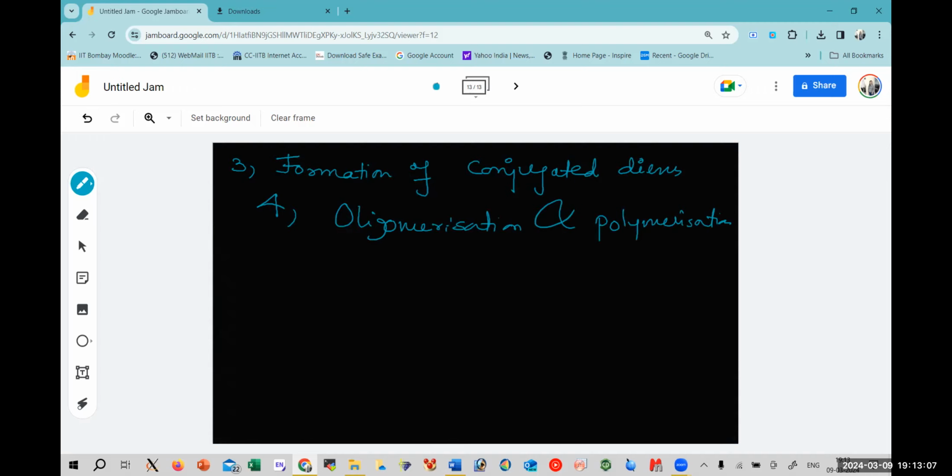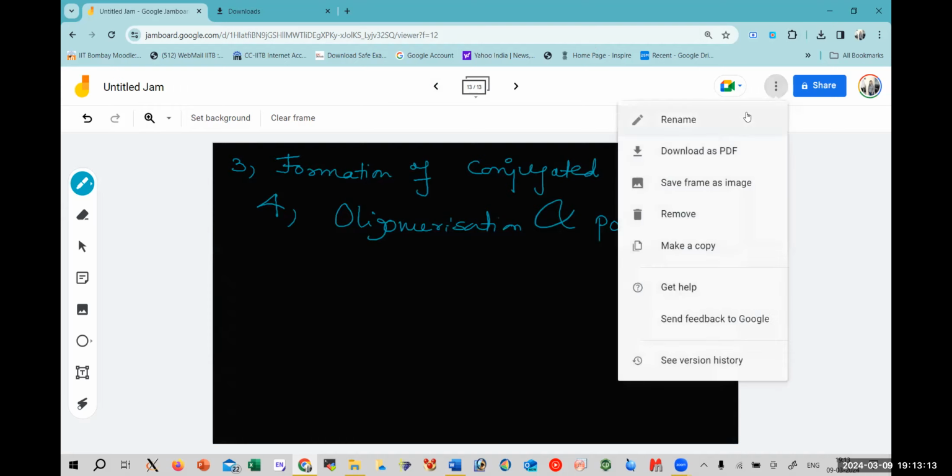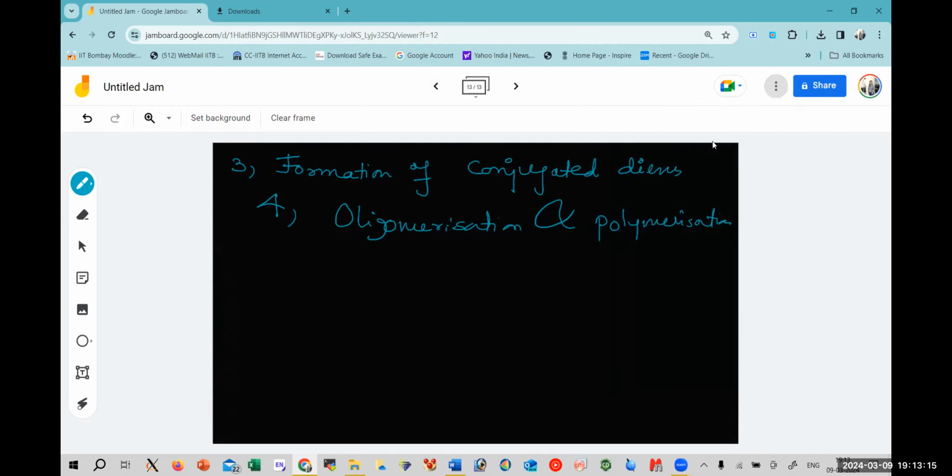So with this, we end up our session for the discussion, and we will now take up the examples, different problems which could help you to understand this particular thing in a better way.